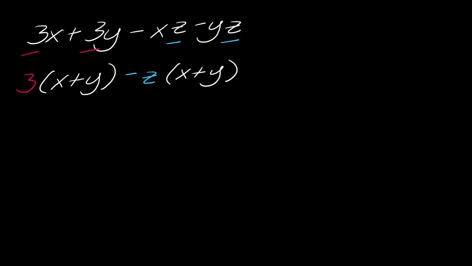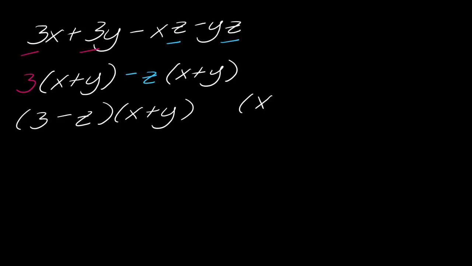And so once again, I have that relationship that I'm looking for, where I have the same thing in both sets of parentheses. So if I finish factoring this then, this will be 3 minus z times x plus y. Or, like we said, x plus y times 3 minus z. I will usually write it in this order, but if you prefer to write it in this order, that's okay too. Okay, so this is the gist of what we're doing.